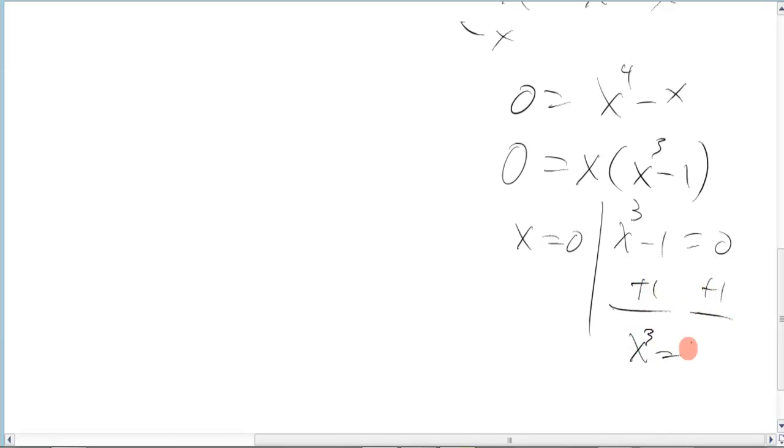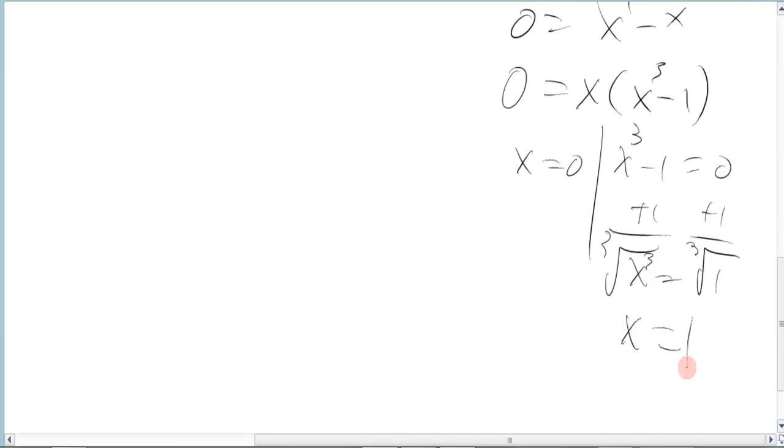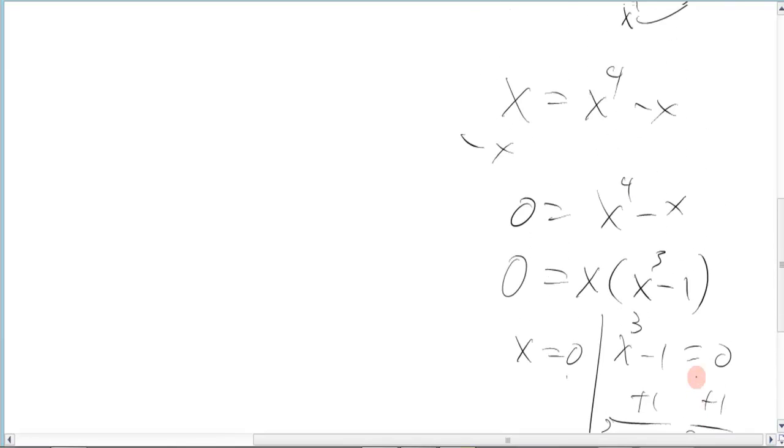So it gives me x cubed equals 1, so the cube root. And I don't need plus or minus with cube roots. So that just leaves me with x equals 1. So I have two x values that will give me some kind of extrema, max or min. So now we're going to take these and sub them back into the previous equations.